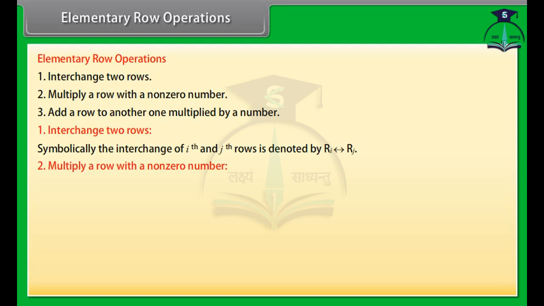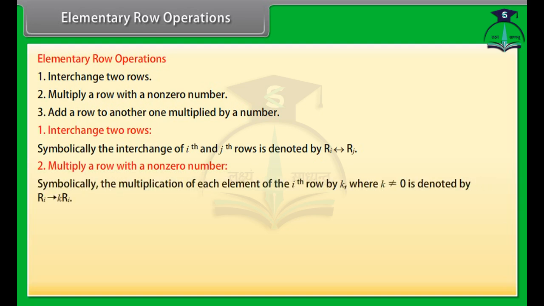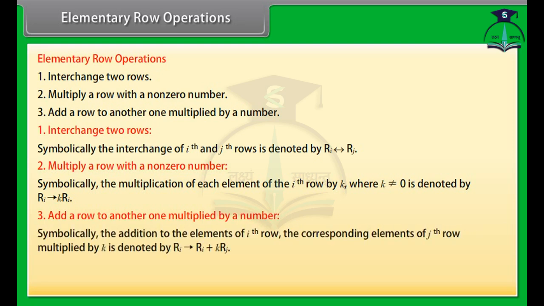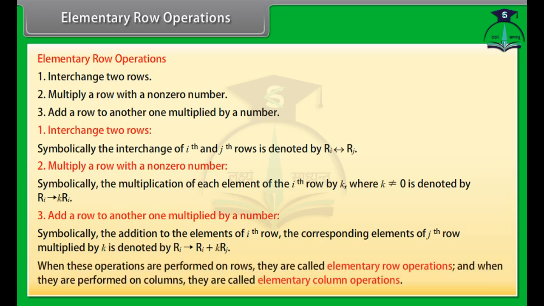Multiply a row with a non-zero number. Symbolically, the multiplication of each element of ith row by k, where k is not equal to 0, is denoted as given. Add a row to another one multiplied by a number. Symbolically, the addition to the elements of ith row, the corresponding elements of jth row multiplied by k, is denoted as given. When these operations are performed on rows, they are called elementary row operations, and when they are performed on columns, they are called elementary column operations.